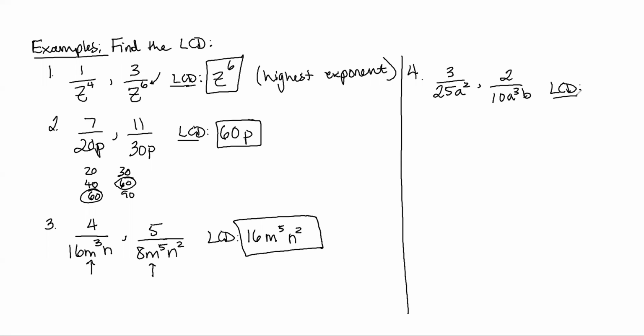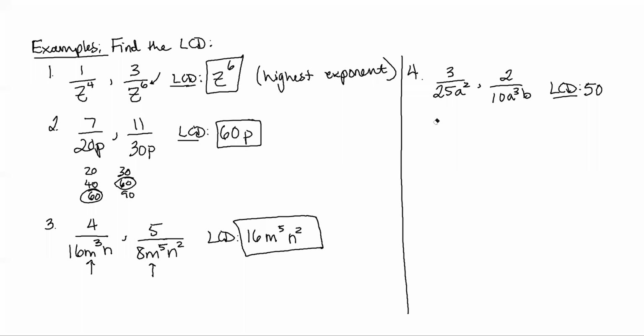All right, so take a look at the numbers first, because again, we can't factor these single terms. So if we're looking at the numbers 25 and 10, what is the smallest number that 25 and 10 both go into? Well, if we think of the multiples of 25, it goes 25 and then 50. And 10 also goes into 50. So that's our least common multiple of 25 and 10.